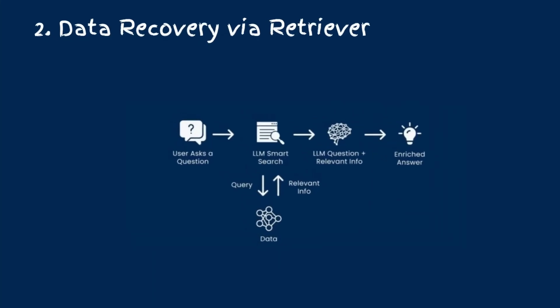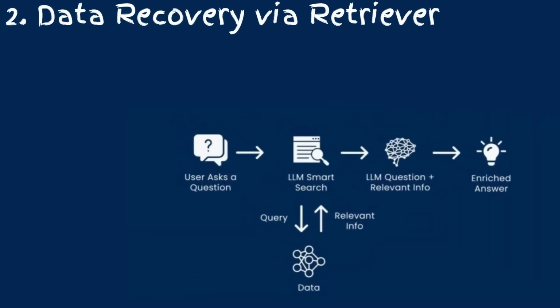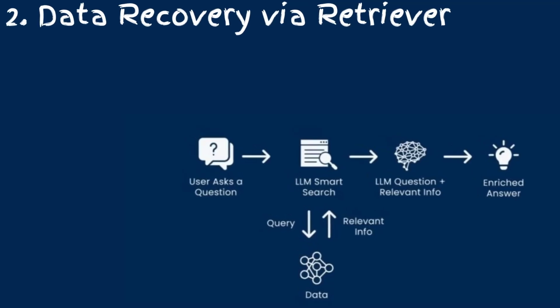Once we have stored our data, the retriever is the component responsible for finding the most relevant pieces of information when the AI receives a query. So the retriever acts like an AI-powered librarian. Instead of searching exact keyword matches like traditional search engines, it looks for meaningful contextual matches.